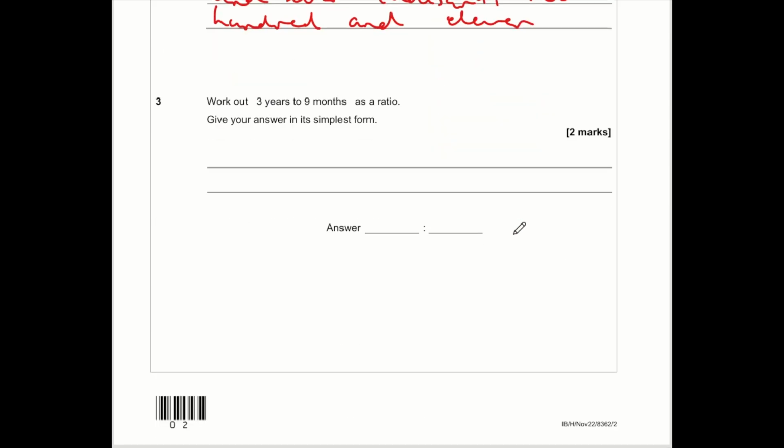Okay, so question number 3, turning 3 years to 9 months as a ratio. Well, the problem is we've got different units. Well, 3 years, that's going to be 3 times by 12, which is 36 months. So as a ratio, that is 36 to 9. Both of these numbers are divisible by 9. 36 divided by 9 is 4. 9 divided by 9 is 1. So the answer is 4 to 1.